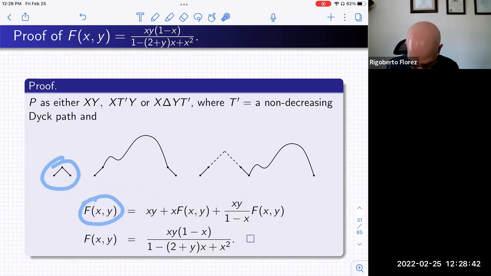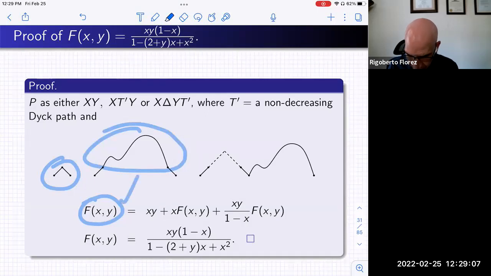So we say x corresponds to the length and y corresponds to the peaks. So 1 peak, 1 length. And in this part, when you put these legs here, these two legs don't contribute to the number of peaks. So we don't put any y, just x. So this x corresponds to this length. So length is increased by 1. And then this part is counted again by the generating function. So this corresponds to this part. I have the generating function, and this corresponds to this.